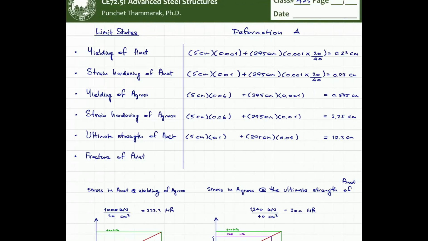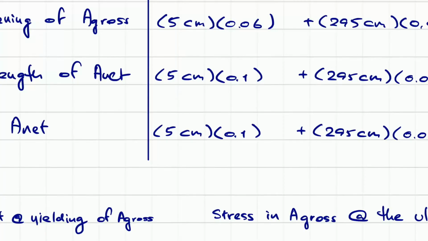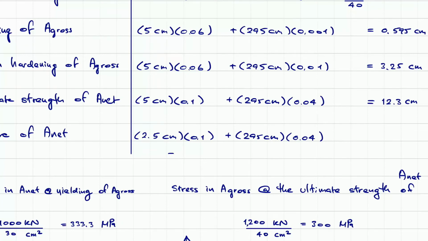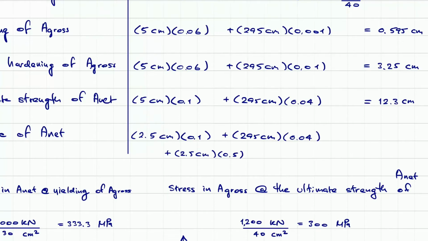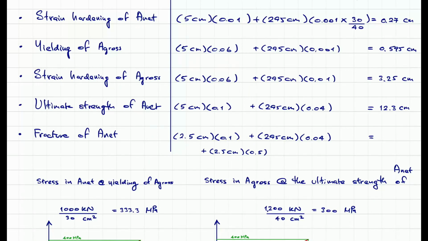And finally, you have 2.5 plus 2.5 centimeters multiplied by 0.5, and that is equal to 14.8.